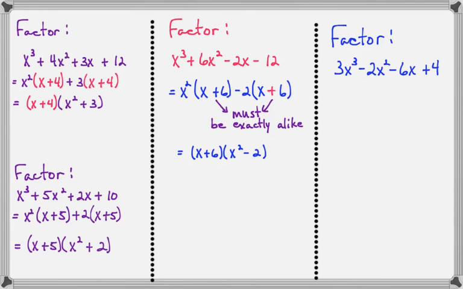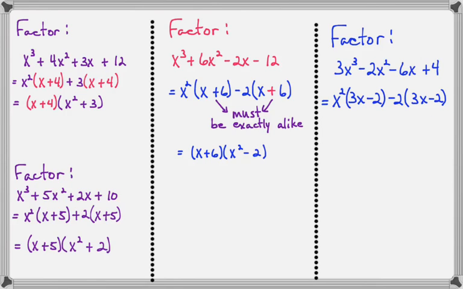Here's one more. 3x to the third minus 2x squared minus 6x plus 4. So I can get an x squared from the first two terms, and that will leave 3x minus 2. This is a negative here, so I'm going to start the second group with minus. I can divide both of these by 2. Now, in parentheses, negative 2 times 3x would make minus 6x, and negative 2 times negative 2 would make plus 4. So again, because I have a negative out here, I'll have to change this sign.